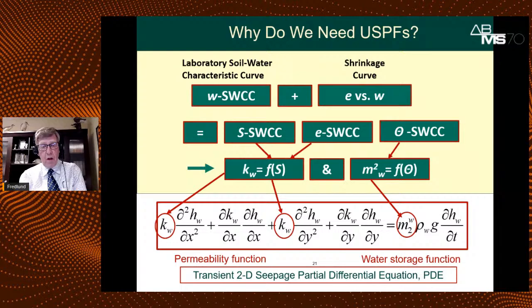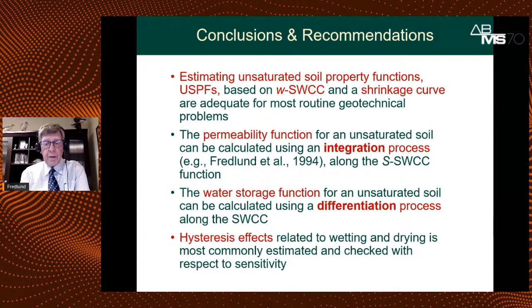Let me sum up my presentation by repeating what I feel are a few of the points that are important for undergraduate geotechnical engineers to understand. First, unsaturated soil property functions can be estimated from a combination of the gravimetric water content, SWCC, and a shrinkage curve lab data results. These estimation procedures are adequate for most geotechnical engineering applications.